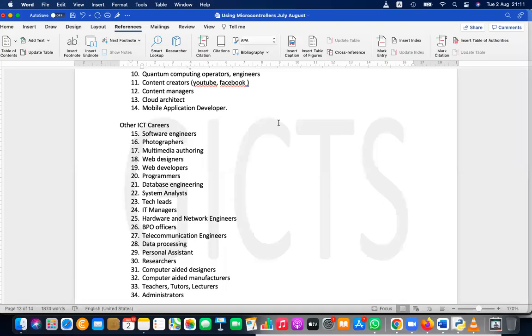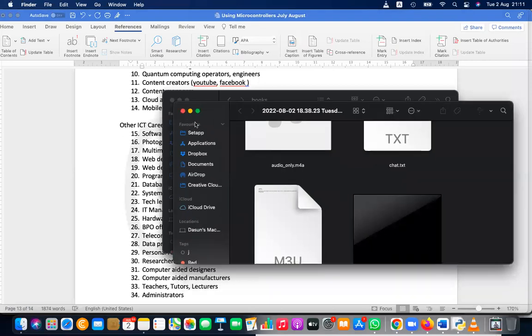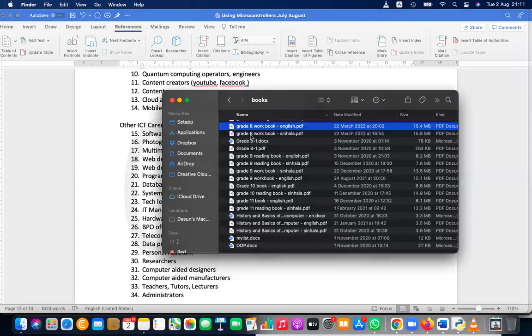Well, let's quickly go through the workbook. Check whether we have covered everything perfectly. Grade 9 workbook, English medium.